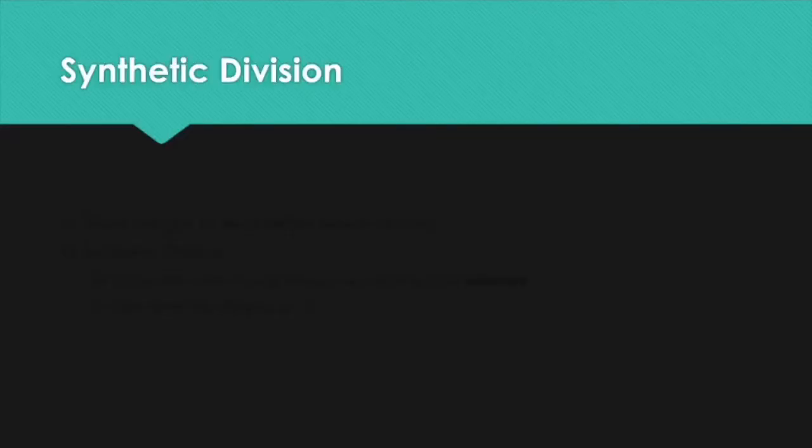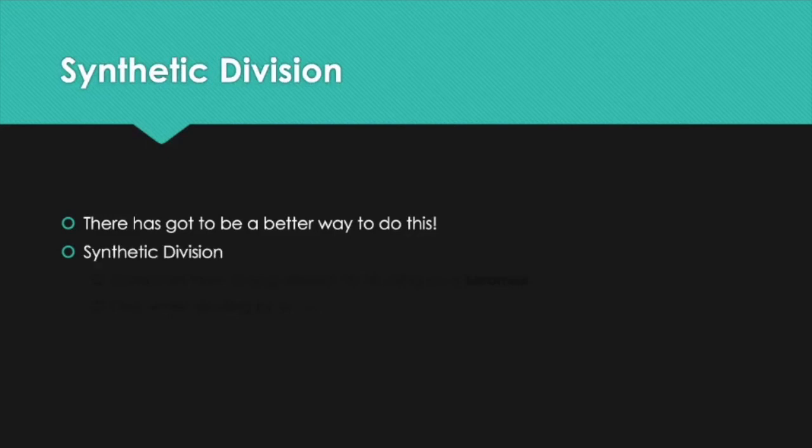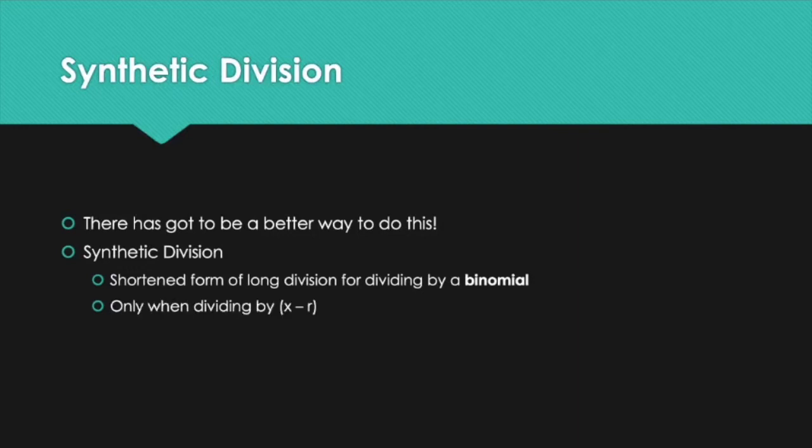Right now, we're going to talk about synthetic division. As you notice, that long division is, as it always has been, just long. There's got to be a better way. Synthetic division is it. This is a shorter way to do long division, but it only works with binomials. And it only works for binomials in this form, x minus r, or some number that represents r. And that's what we're going to be doing for a while here.